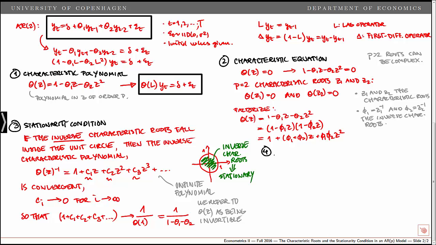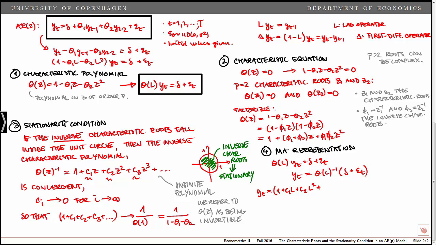Now, assuming that the stationarity condition is fulfilled, we can look at the MA representation we have from before. If the stationarity condition is fulfilled, we can rewrite this as y_t equal to the inverse characteristic polynomial multiplied by the constant term and epsilon_t. If we write it out, we get y_t is equal to 1 plus c_1 L plus c_2 L squared plus c_3 L to the third power, and so on, multiplied by the constant term plus epsilon_t.